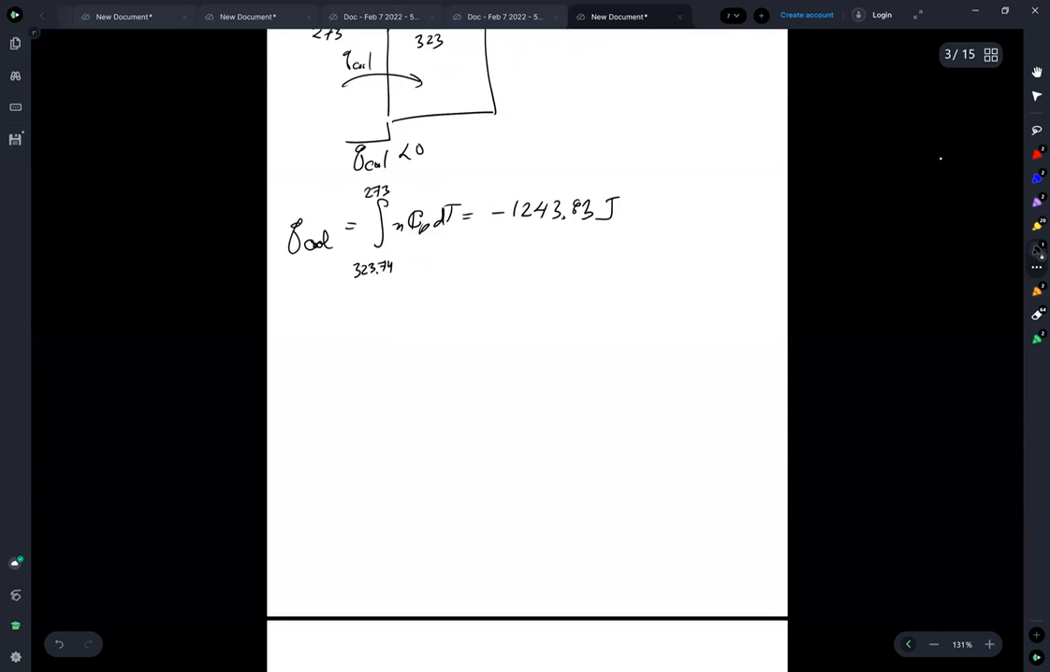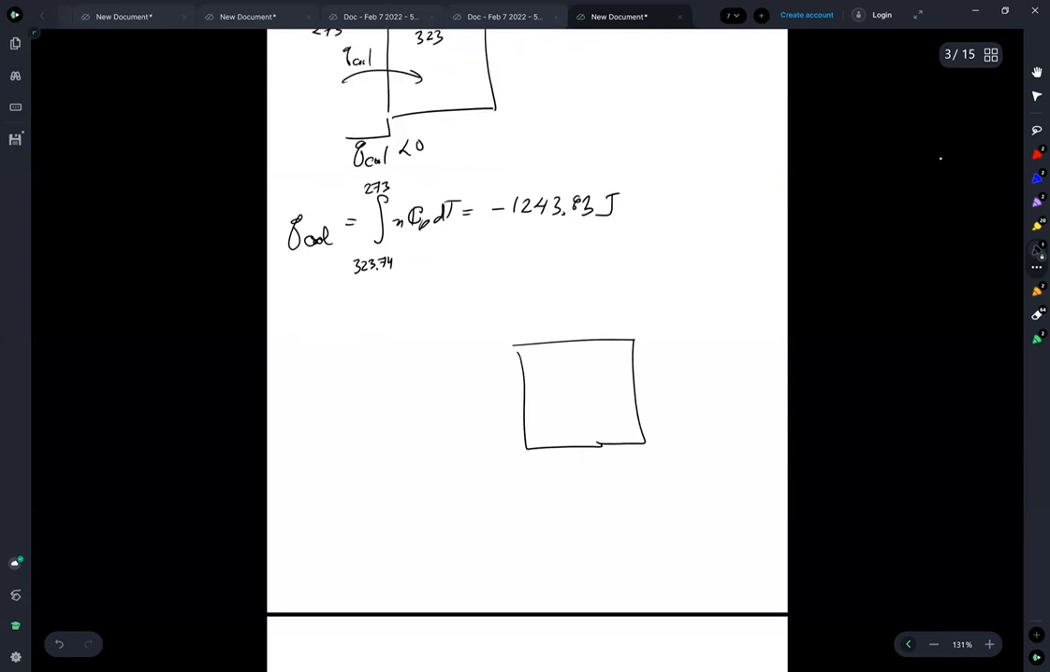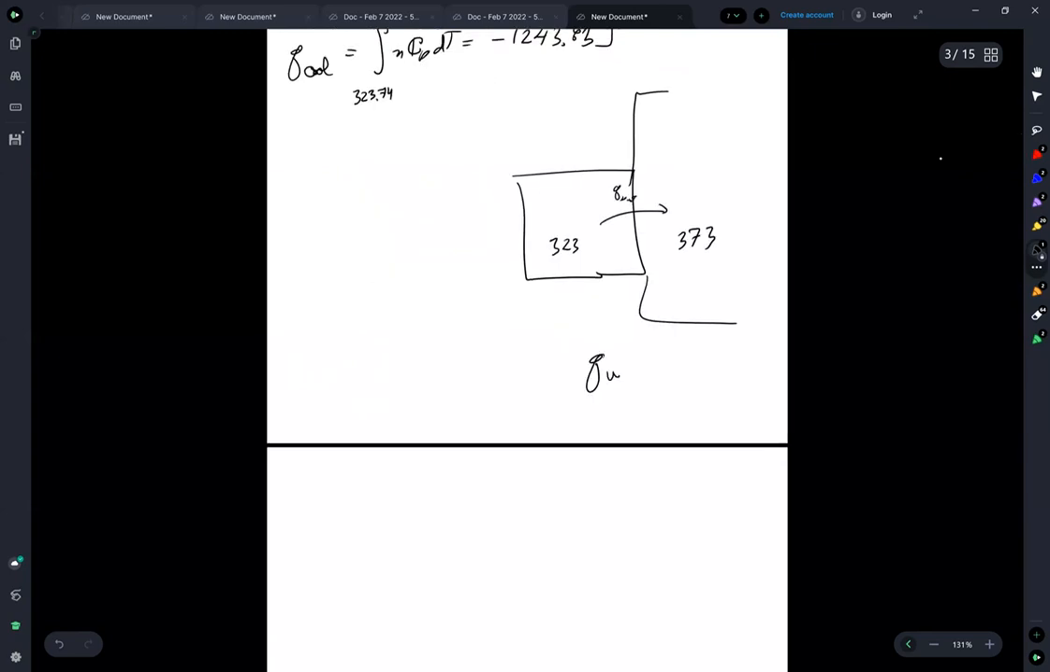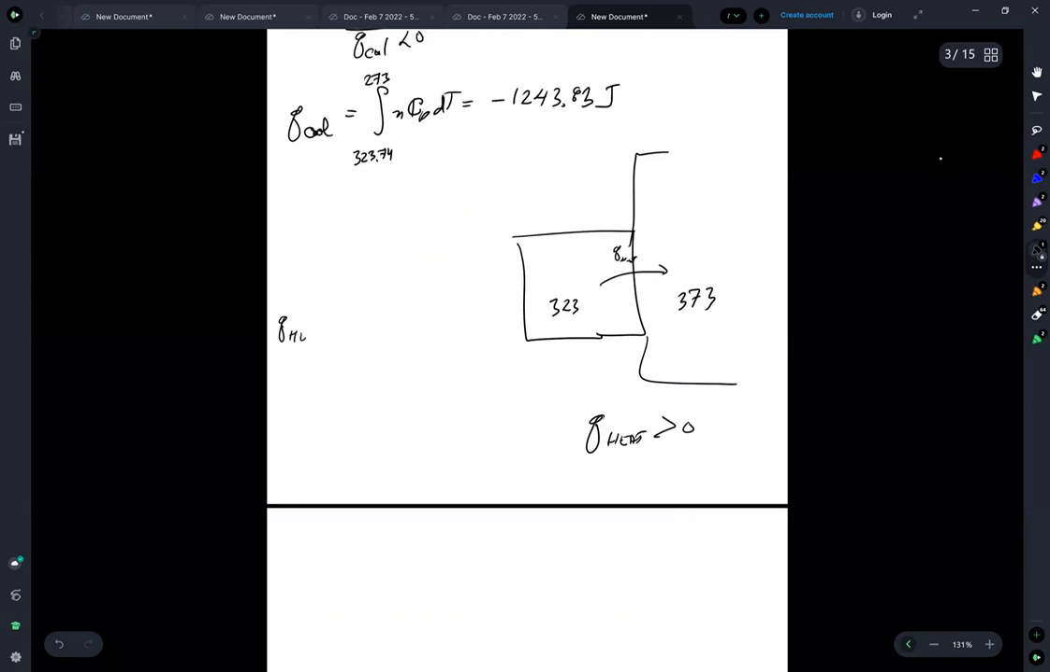On the hot side, Q hot, this is 323, this is 373. Q heat has to be greater than zero. Q heat is equal to the integral from 323.74 to 373 of n Cp dT, which is equal to positive 1223.02 joule.